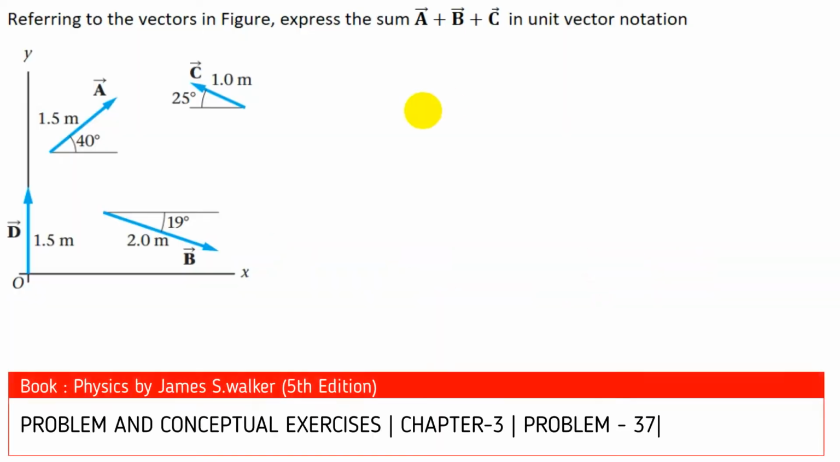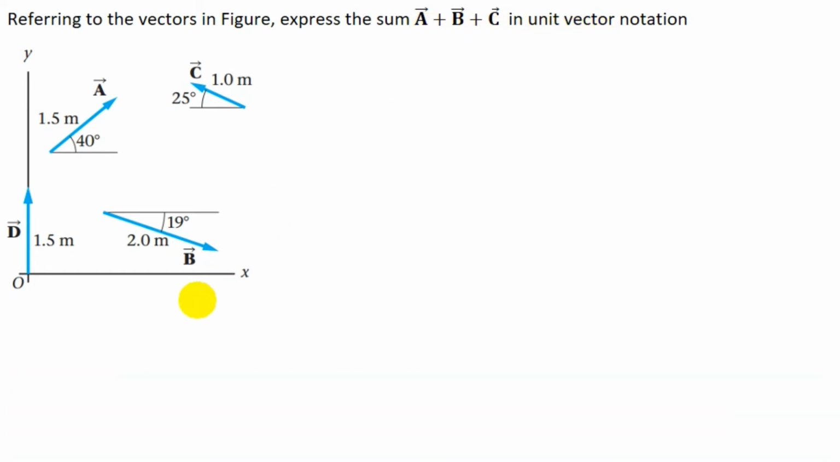Now we need to express the sum vector A plus vector B plus vector C in unit vector notation, and for this we have to refer to this figure. To solve this, I'll find the x component and y component of each vector, and then add the x components together and the y components together. So let's start.